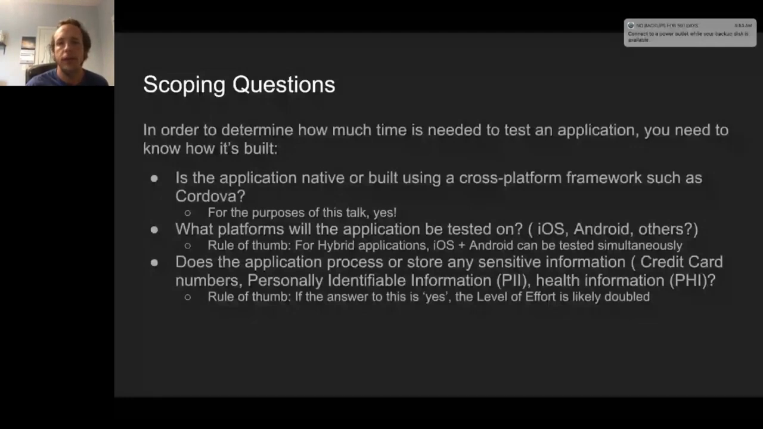The next question that I like to ask, and this just helps me determine how deep of a dive I need to do, is does this application have any sensitive information? If it's doing credit cards, any sort of personal identifiable information or health information, if it's a banking application, then if the answer to this question is yes, I'm most likely going to double the amount of time that I would estimate in order to really do a deep dive on this application. So if you ask these questions, you'll get a pretty good idea of how complex the application is.